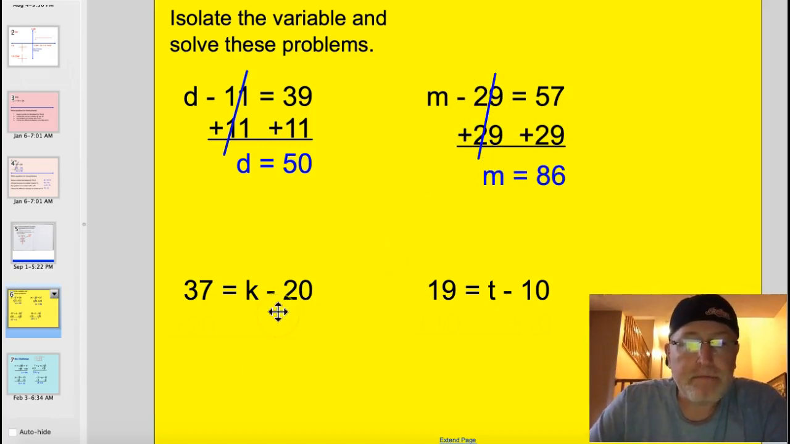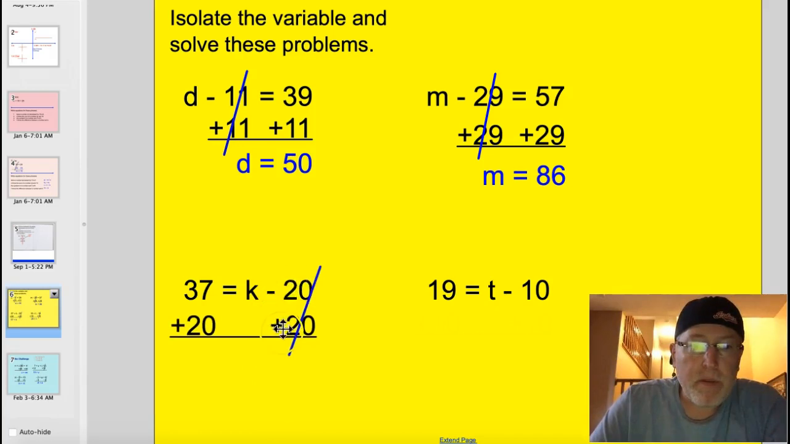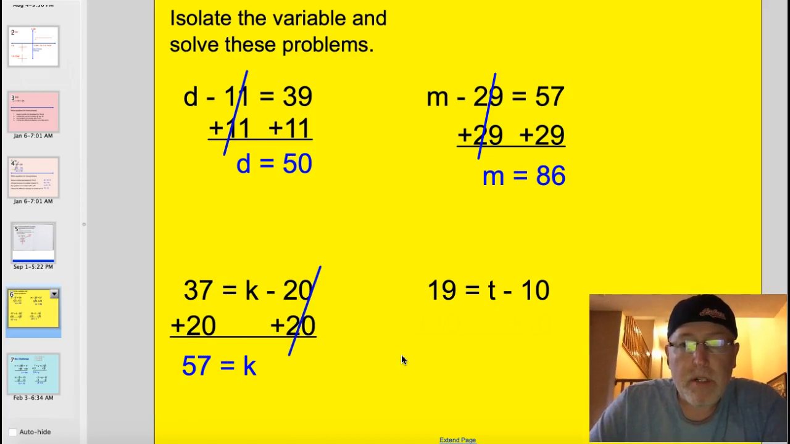Try this guy. Yeah, I reversed it a little bit. Still got to get rid of the minus 20. So we add 20 to both sides. We isolate it down. We got 50 equals k. Try that next one.